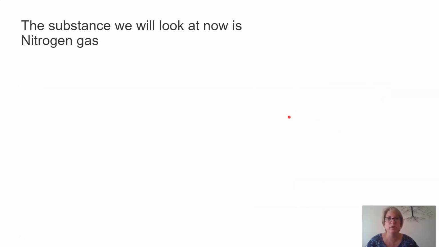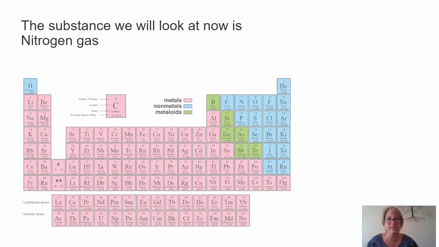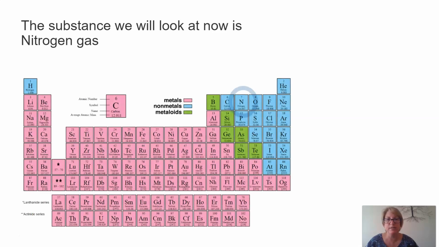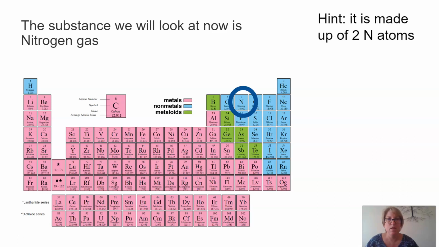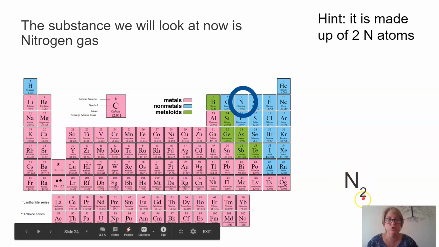The substance we'll look at now is nitrogen gas. So we go to the periodic table and see if you can find the element nitrogen. The hint I'm going to give you is that it is made up of 2 atoms. So we write that as N with a subscript 2, showing it's made up of 2 atoms.